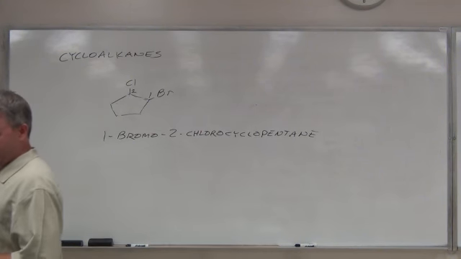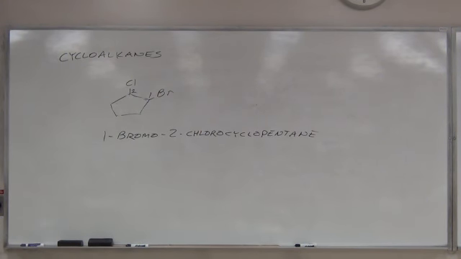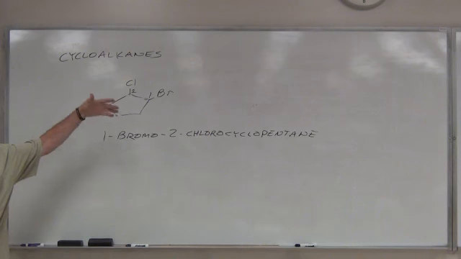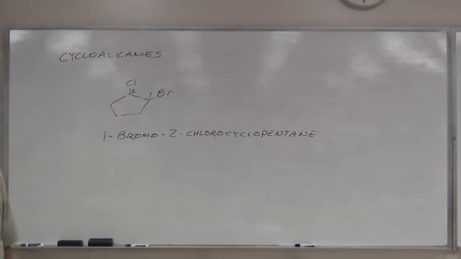Just recognize it. You know, a little box is a cyclobutane. The pentagon here is cyclopentane. Hexagon, cyclohexane.